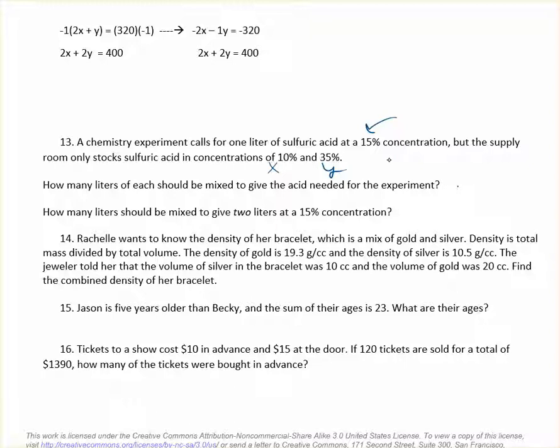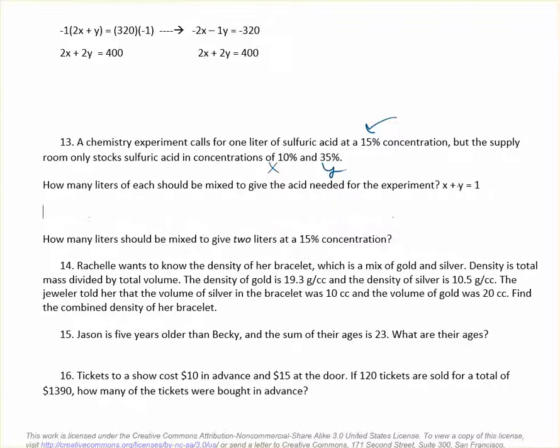So one of your equations is going to be, it calls for 1 liter. So you're going to mix the 10% plus the 35%, some amount of each, will need to equal the 1 liter. So that's your first equation. Your second equation is going to deal with those percentages. We need the 10% solution and the 35% solution. You would change those to decimals, and that's going to equal the 0.15 solution.